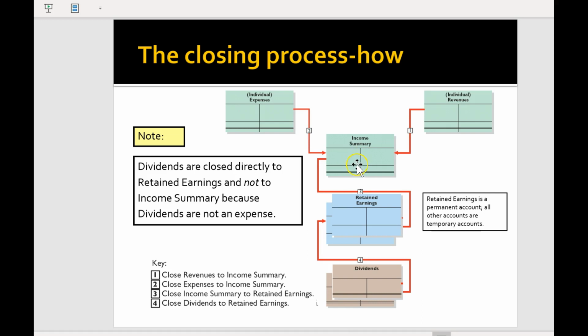We have to close that as well, as I said in the previous slides. So income summary normally would have a credit balance because it's a net income. We would debit that balance and close that to retained earnings. Dividends will be closed to retained earnings as well, but they do not flow through the income summary.